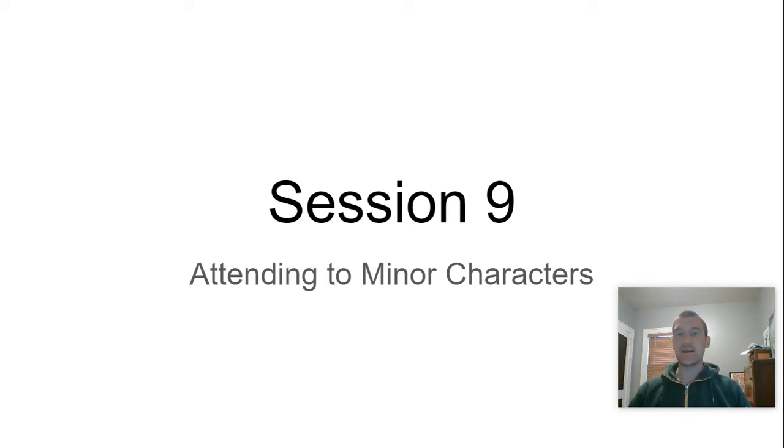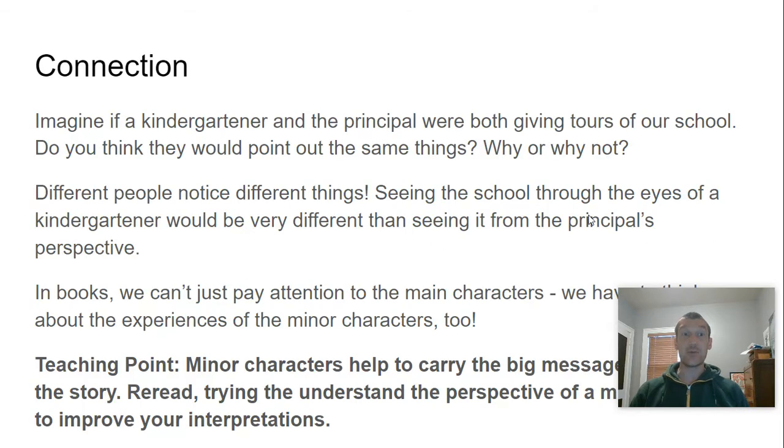So today's lesson is about how important it is to attend, which means pay attention to minor characters. So not always the main character, but also thinking about the other characters in the story and how they're experiencing the different events. Okay? So I want you to imagine that both a kindergartner and the principal, Principal Mahoney, were both given tours of Centennial. Do you think they would point out the same things? Why or why not? Think about it for a second.